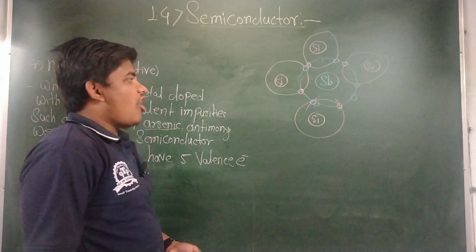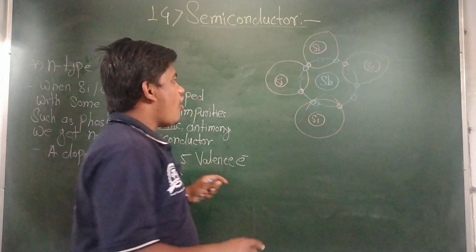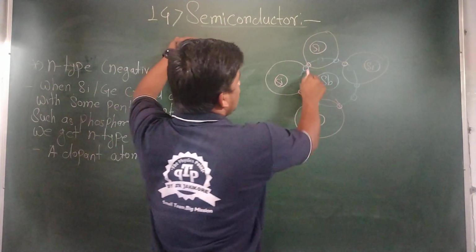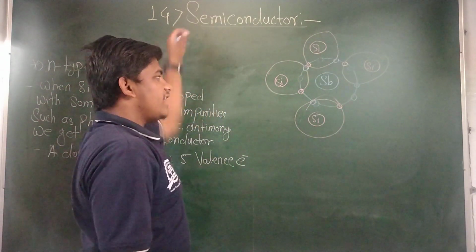When we clearly observe, the Sb, that is antimony, will be completely octet. 1 2 3 4 5 6 7 8 electrons.